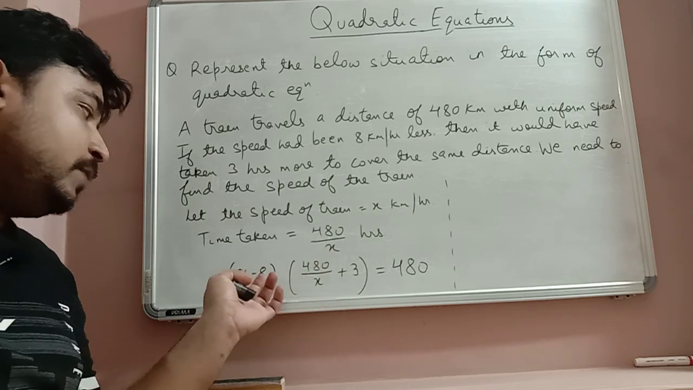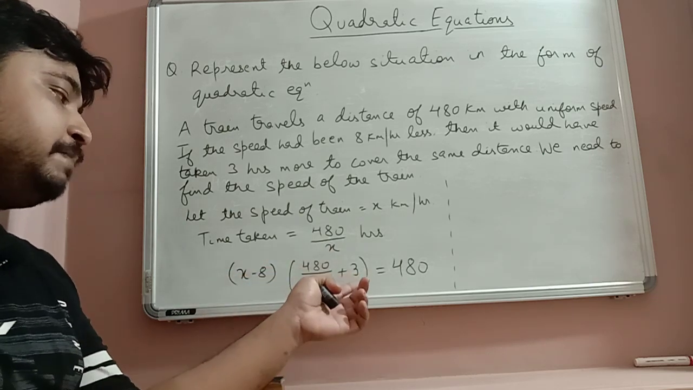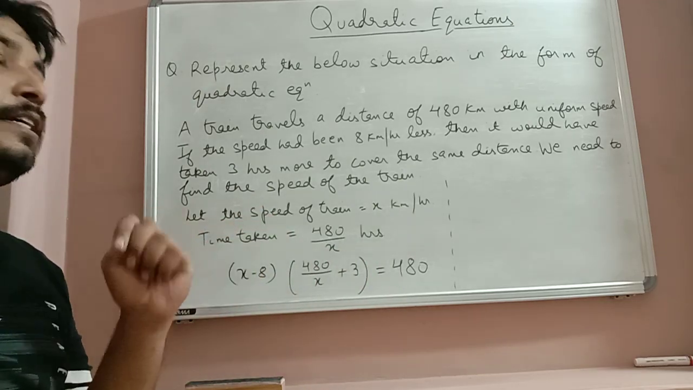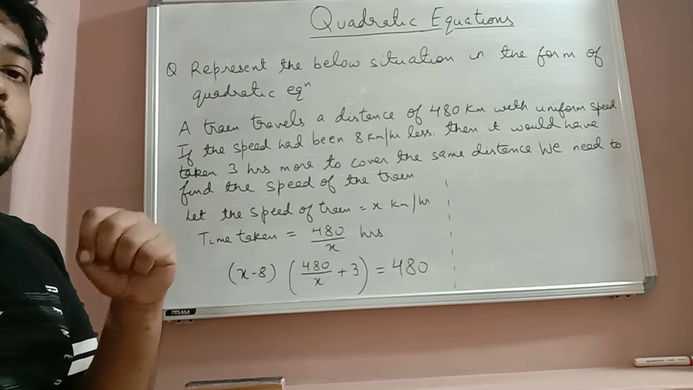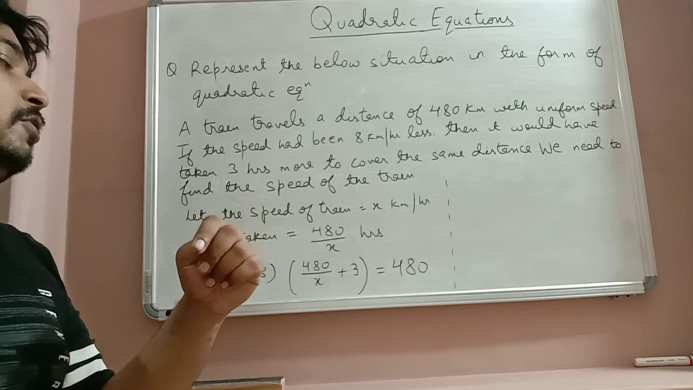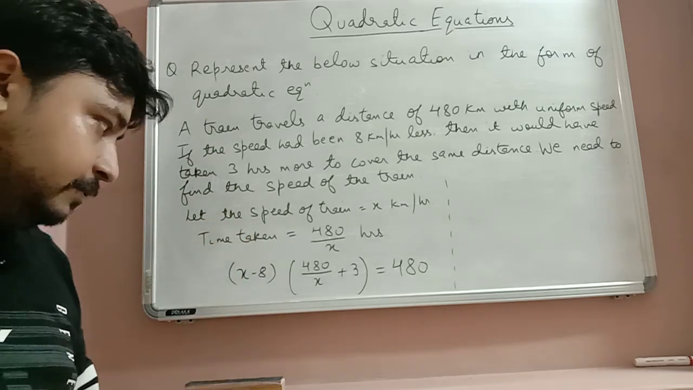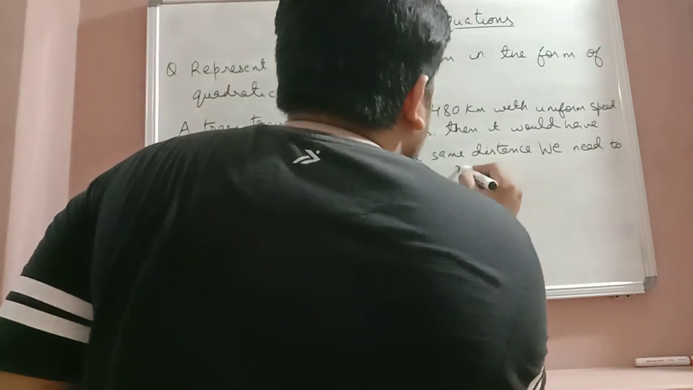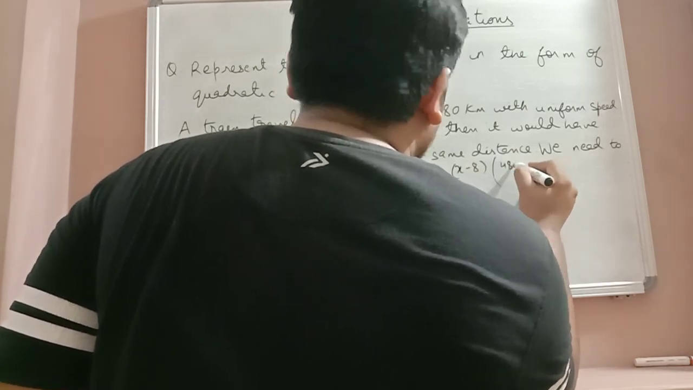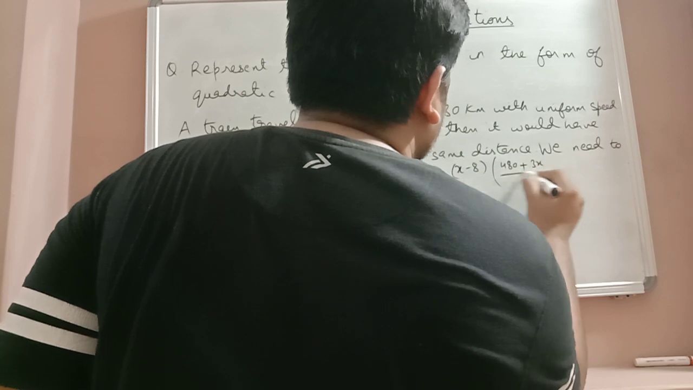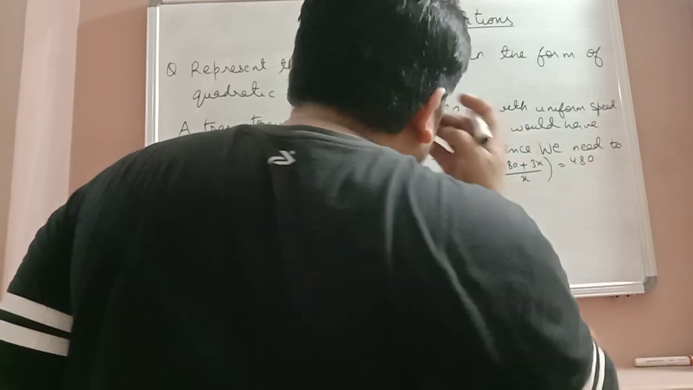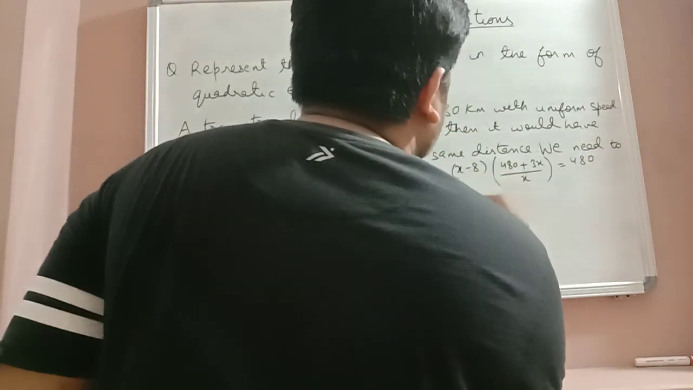So here we conclude that (x minus 8) into (480 by x plus 3) equal to 480 is the equation formed for the current situation. Now we need to solve this to the standard form of the quadratic equation. So let's do that. This becomes (x minus 8) into (480 plus 3x) by x equals 480. Now this can be written like this.